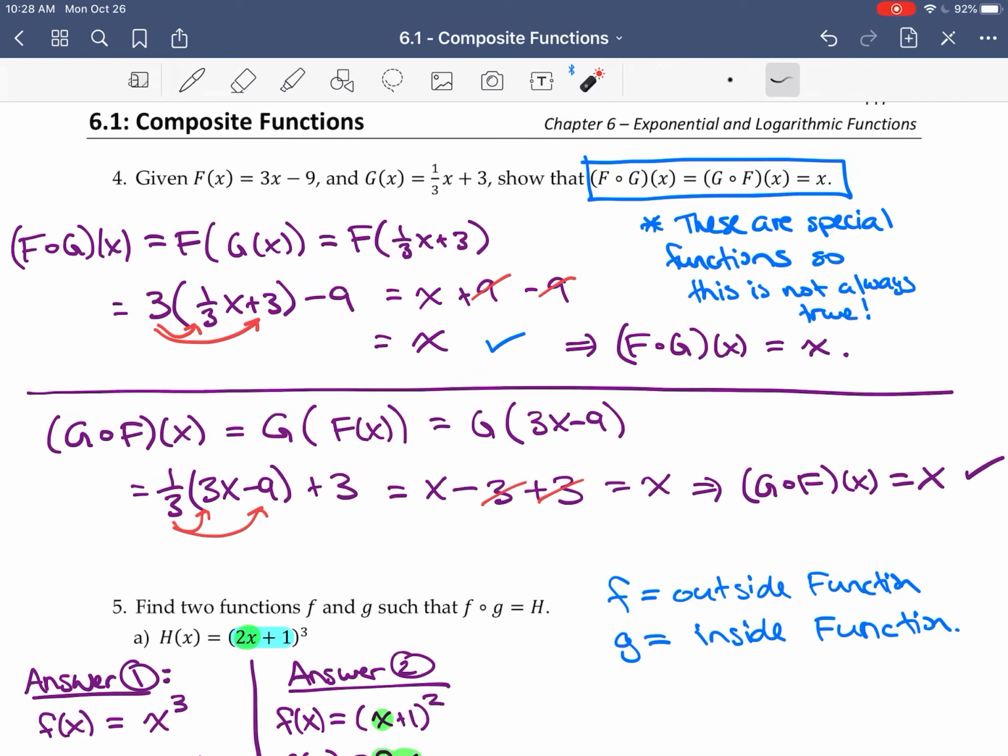Now remember, I said this doesn't always happen. Okay, these are special functions that we're going to talk about in the next section, and that's why this property works for these two. Okay, but in general, with any two functions, it doesn't always work like that, as we've seen.